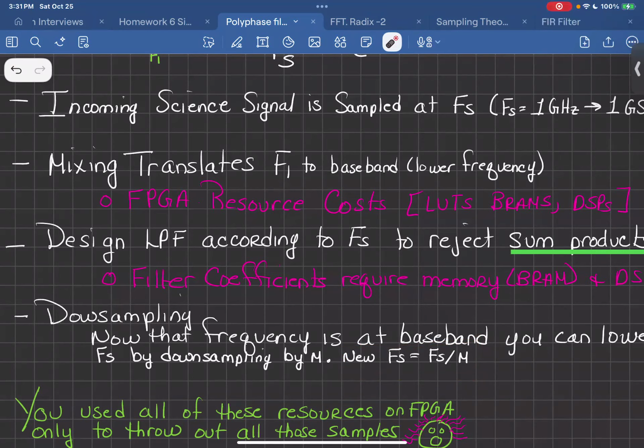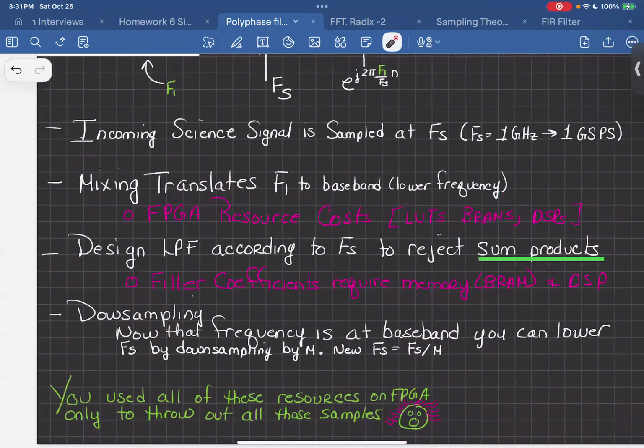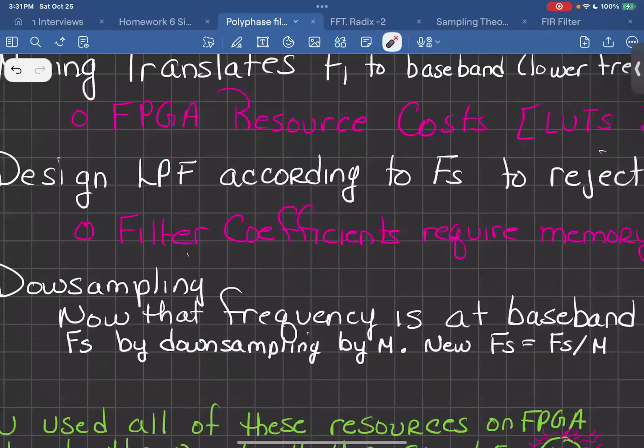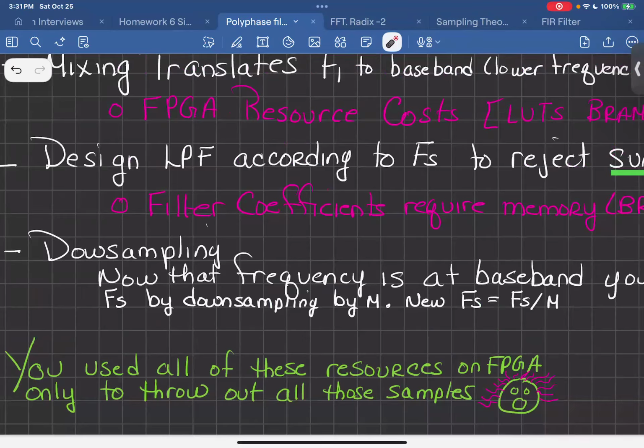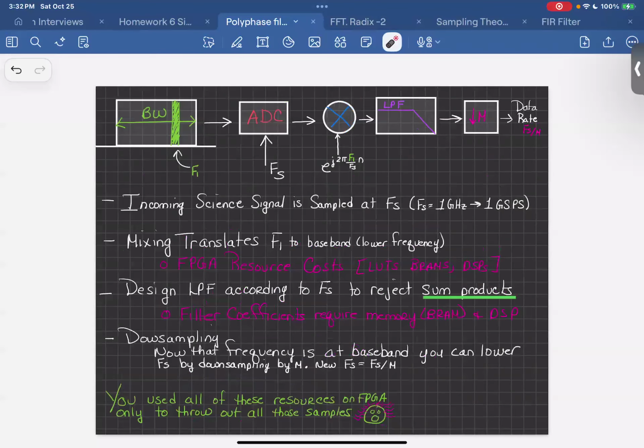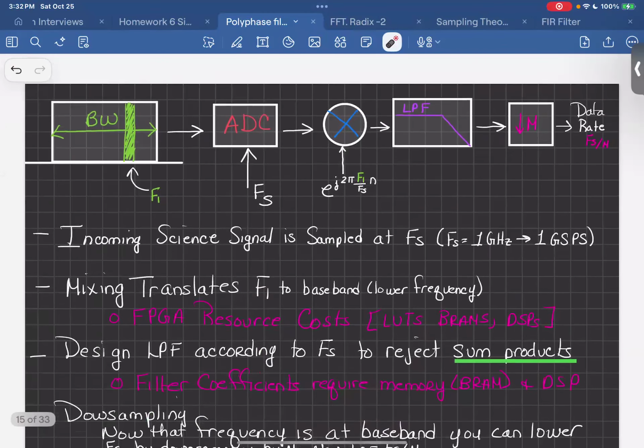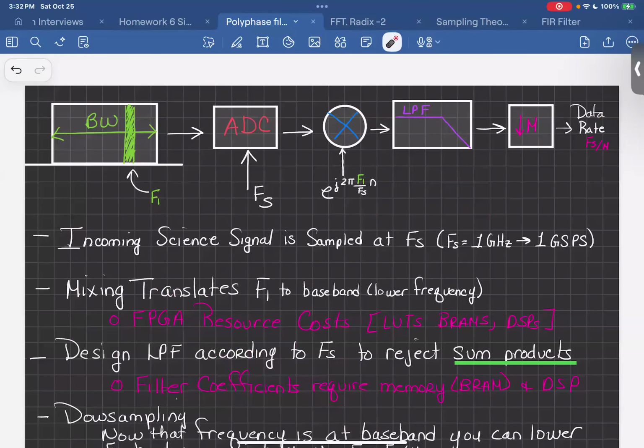Great. So we've thrown away samples, but we've thrown away samples after we use all of these FPGA resources. So what does that mean? You use all of these resources on the FPGA only to throw out all of the samples. Now, does that mean we don't use a DDC? Absolutely not. I use it all the time. I'm using it in a current radar project. So under specific conditions and with understanding, I use this.